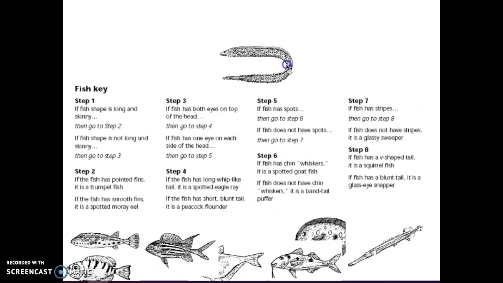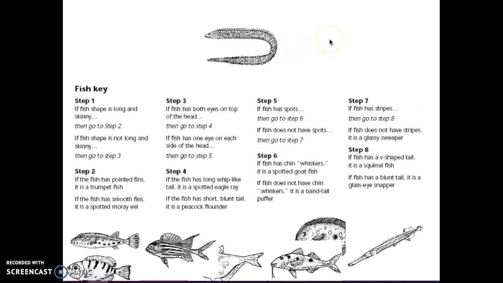Okay, so let me just show you kind of how this works. I'm just going to pick this random fish here. Okay, and it's very important that you always start at step one. So obviously he's a fish, so we're using the correct key. Okay, so let's look at one. Is the fish shape long and skinny, or is it not long and skinny? Notice a lot of times these are opposites. He is obviously long and skinny, so it says to go to step two. So here's step two. Does he have pointy fins or smooth fins? Well, if I look up here, I don't see any points. So I'm going to say that he has smooth fins, and then we found the name of our particular fish. Okay, it's a spotted moray eel.